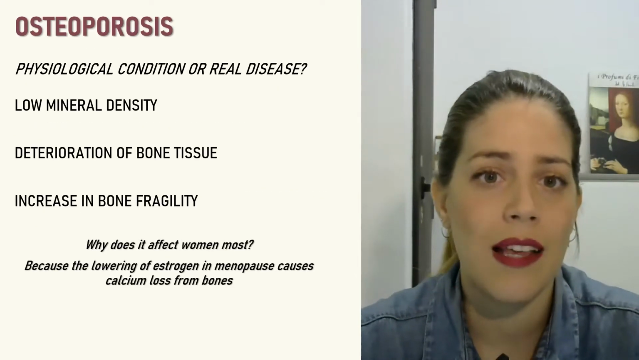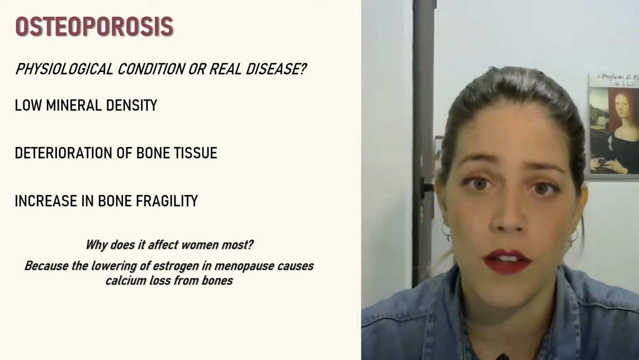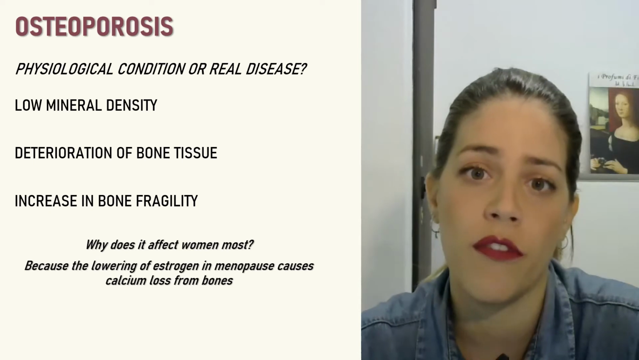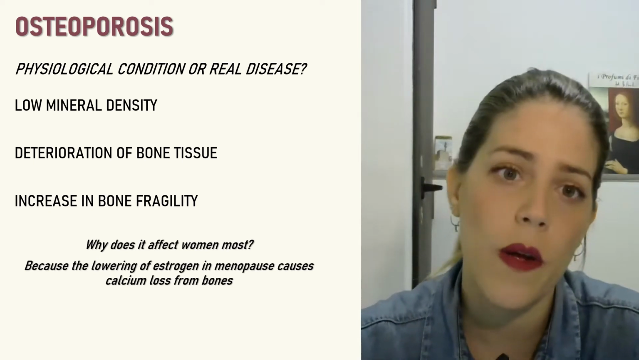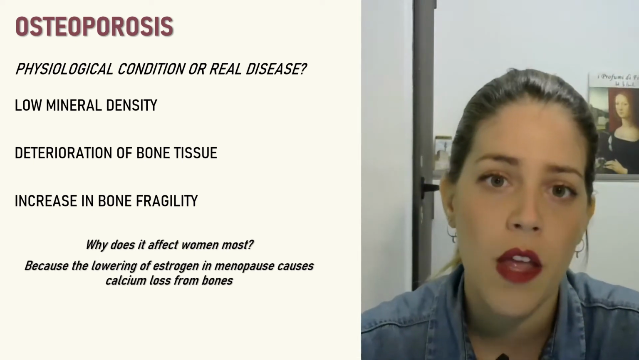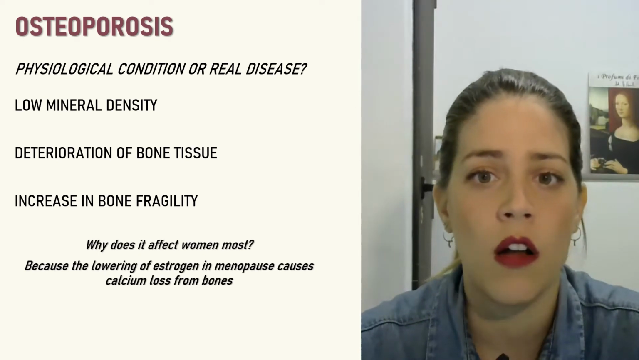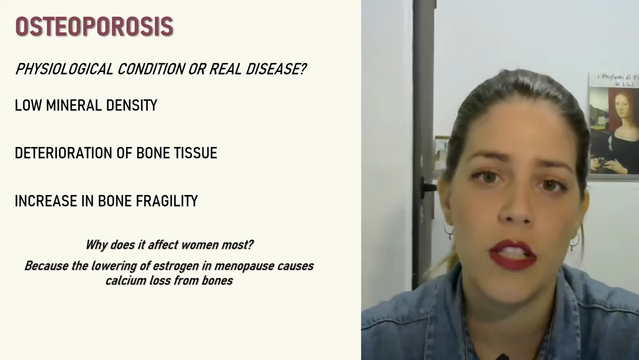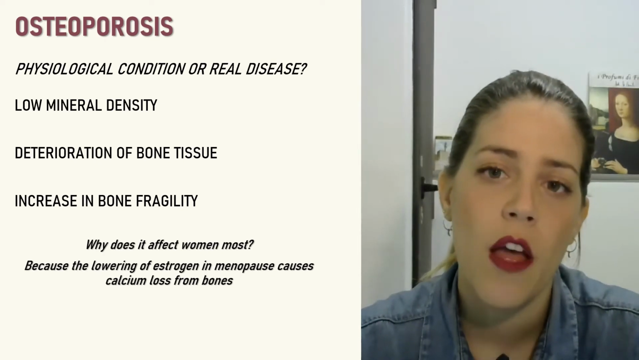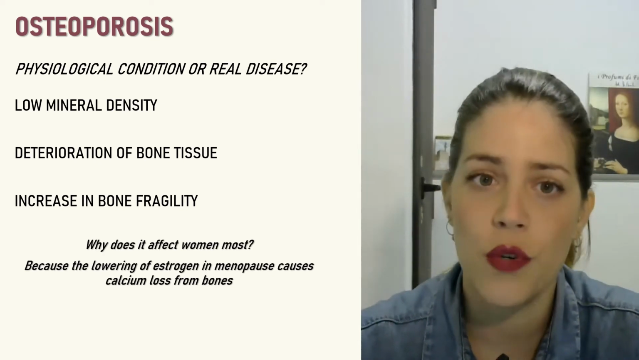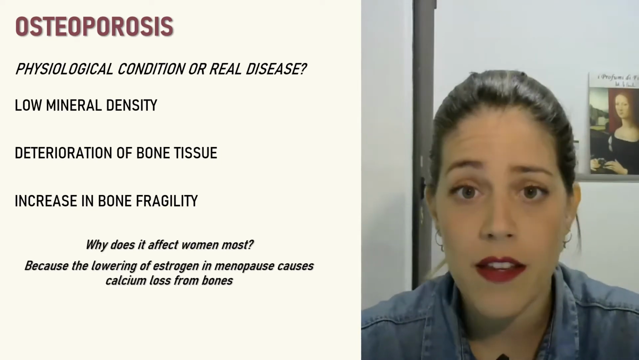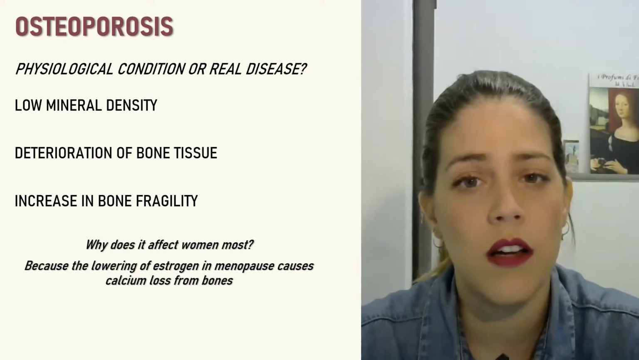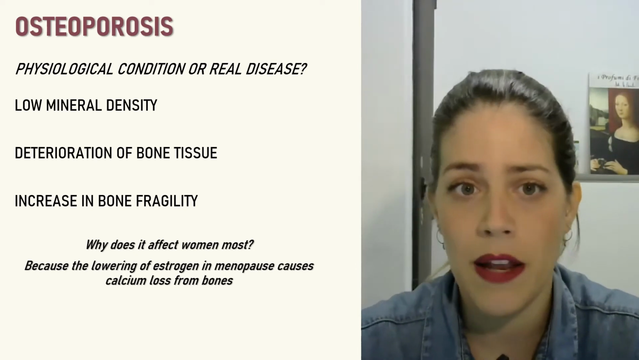Osteoporosis is a systemic disease of the skeletal system characterized by low mineral density and deterioration of bone tissue, with a consequent increase in bone fragility. There are conflicting opinions on osteoporosis. On the one hand, the deterioration of bone tissue is considered a physiological condition related to aging. On the other hand, it's considered a disease that does not necessarily depend on age.